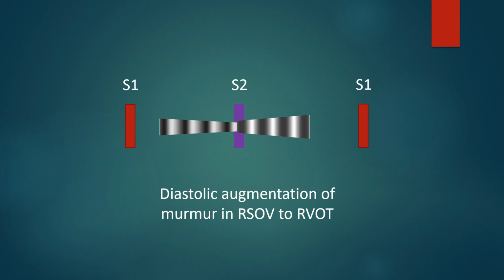The continuous murmur of rupture of sinus of Valsalva into the right ventricle typically produces a murmur which peaks in diastole. This is because the tract which passes through the right ventricular muscle gets compressed during systole, reducing the intensity of the murmur in systole and causing a diastolic augmentation of the murmur.